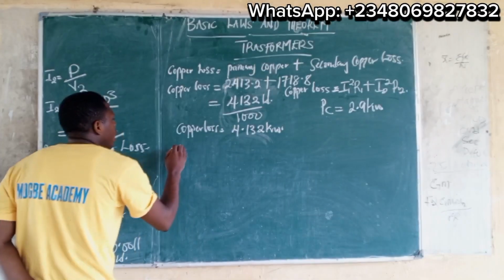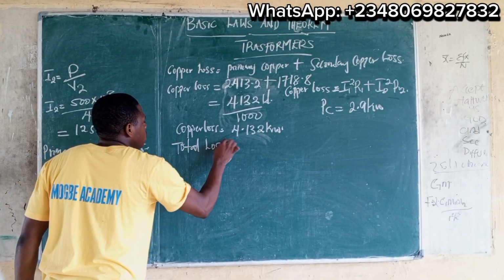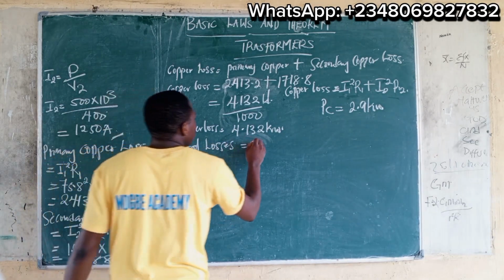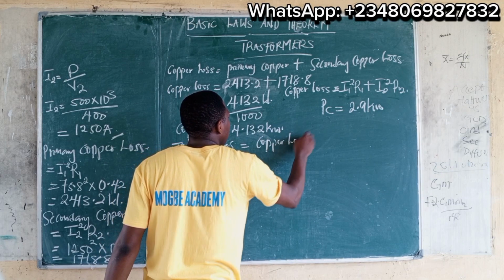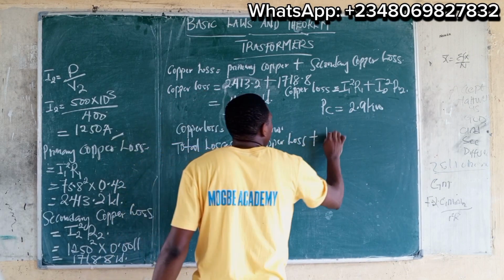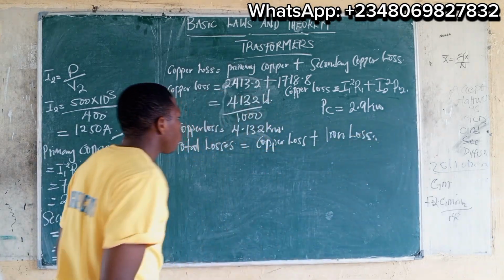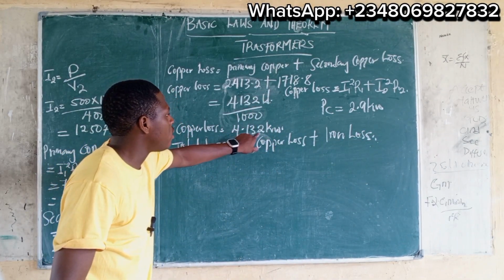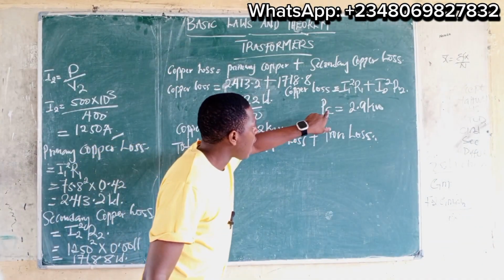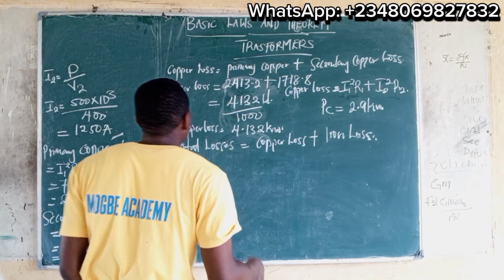Now, to calculate your total losses, it will be equal to copper loss plus iron loss. We know our copper loss to be 4.132, and we know our iron loss to be 2.9 kilowatts. Now let's add both of them.